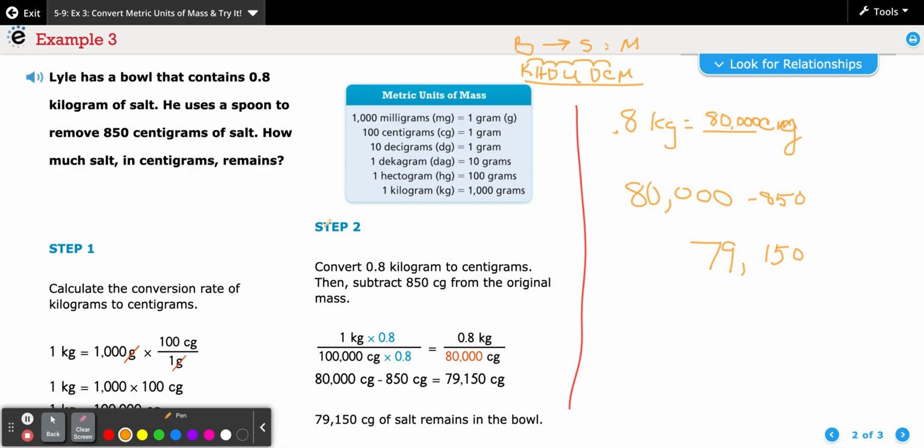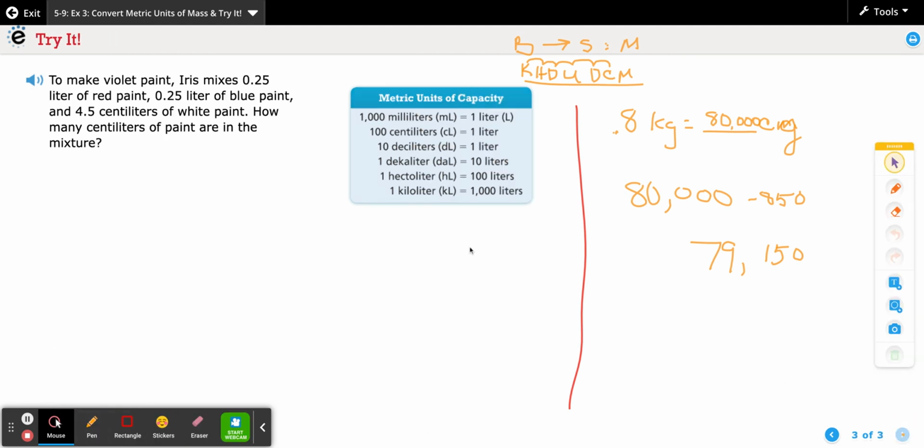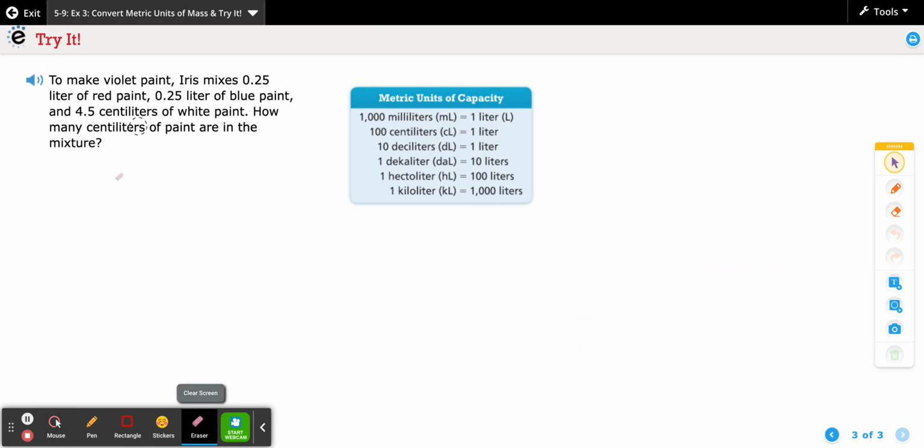All right. And the questions that go with this are basic. Oh, we still need the triad probably. Nope. Yep. So let's see this triad. Let me clear this. To make violet paint, Iris mixes 0.25 liters of red, 0.25 liters of blue, and 4.5 centiliters, right?